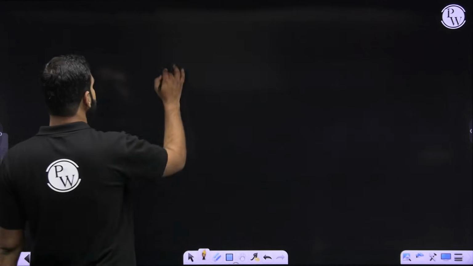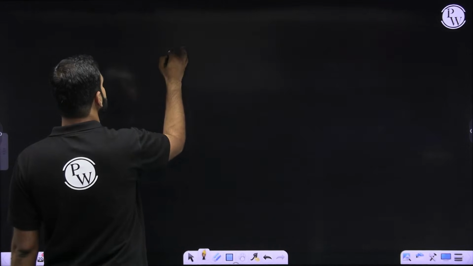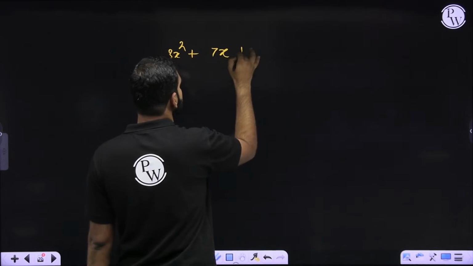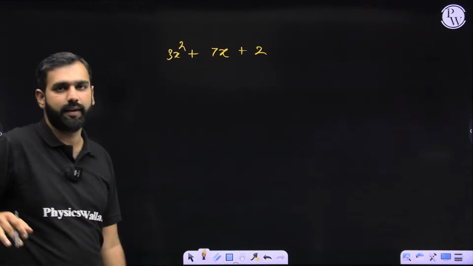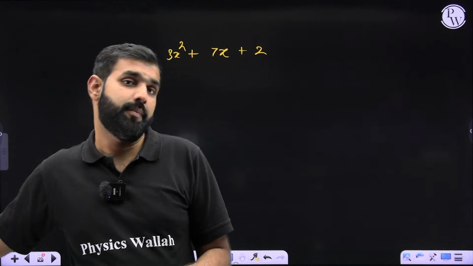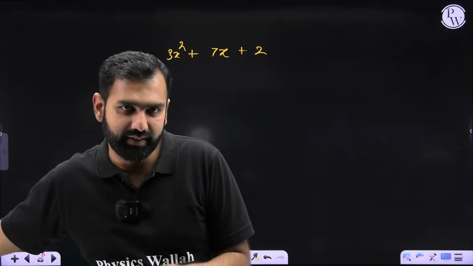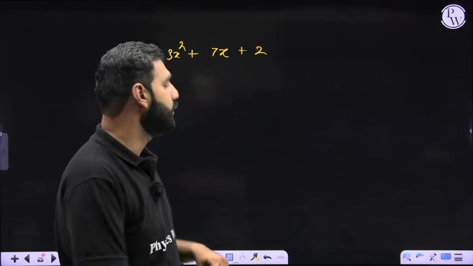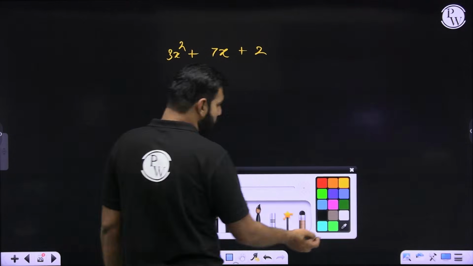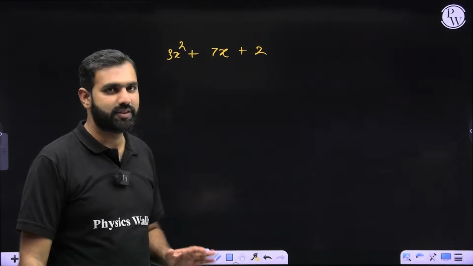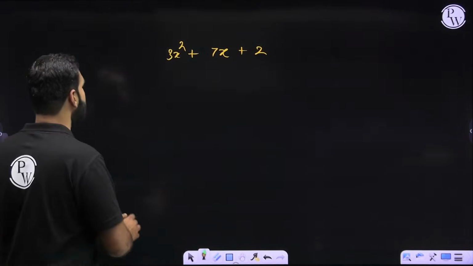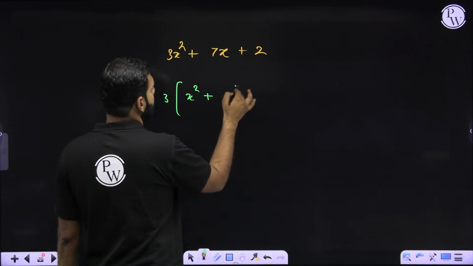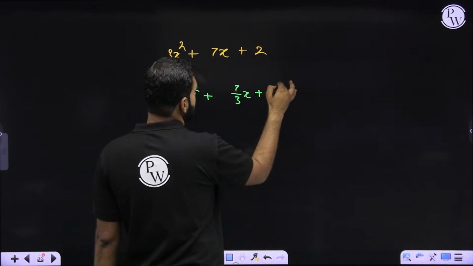For example, let's say I am given something like 3x square plus 7x plus 2. This is a quadratic expression I'm given. In integration based questions, there will be more chances of you being able to solve questions if you convert it into a perfect square. How do we do that? The idea says that first of all, to avoid confusion, take this 3 common. So if you take 3 common, what are you left with? You're left with x square plus 7 by 3 x plus 2 by 3.